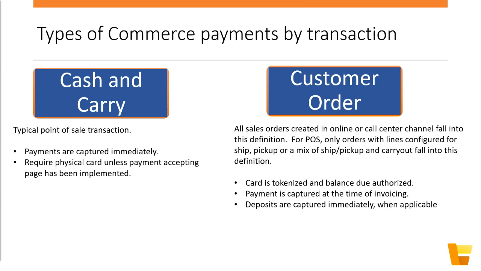So customer order isn't a quick, clean transaction like cash and carry. There's a fulfillment aspect there, and that makes the payments a little bit more, not necessarily complicated, but a little more involved. So within customer orders, there are a few things that make them sort of unique. For example, the card is tokenized, and we'll describe what that means later. And then balance due is authorized. And later on, when that order is fulfilled, a payment is captured. And that's typically at the time of invoicing. And we also can capture deposits for those orders. And we'll describe in some more detail later what that means.